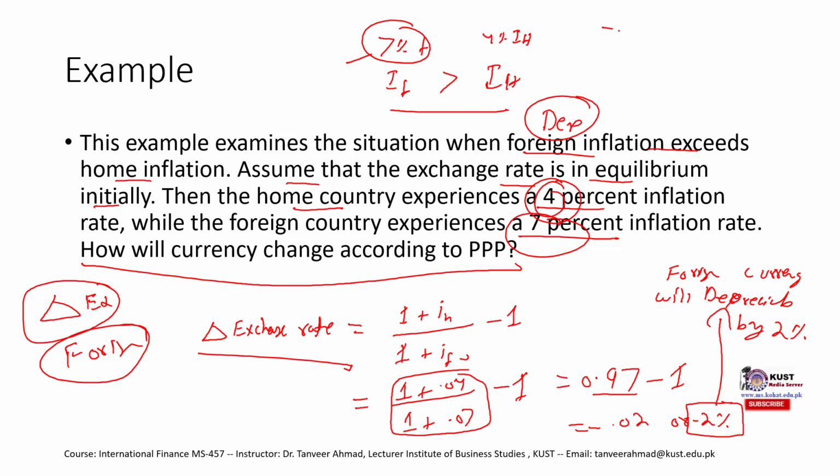And by the way, what is the difference between 7 and 4? If we deduct, we get 3, but the change would be 2%, right? So the change in the exchange rate is not exactly the differential, but it is approximately equal to the home and foreign inflation differential.